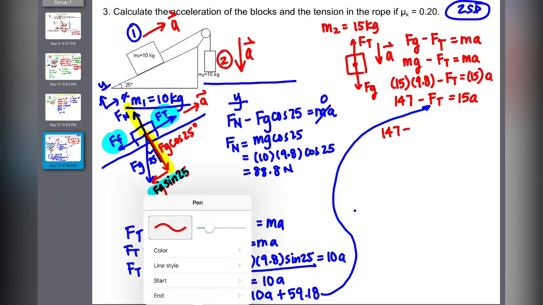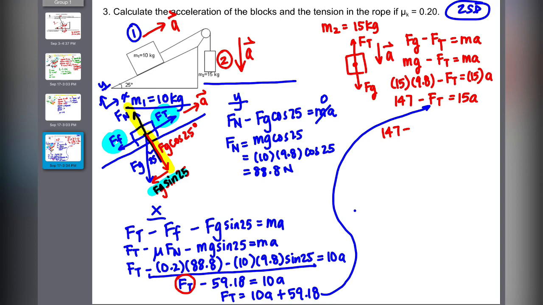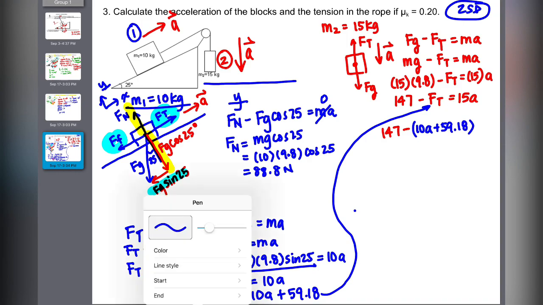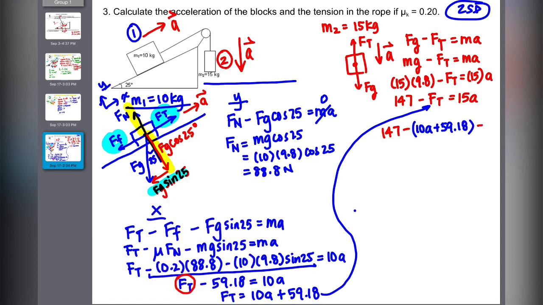Okay? So 147 minus whatever Ft is from the other equation. Be careful, this is a minus. I'm purposely putting it in a bracket in a different color just so you know where they came from, because I have a minus. You have to expand it out and be careful of the sign. Equals 15A. So the minus goes into both of the terms. So this becomes 147 minus 10A minus 59.18 equals 15A.